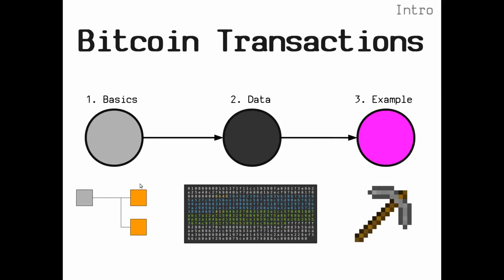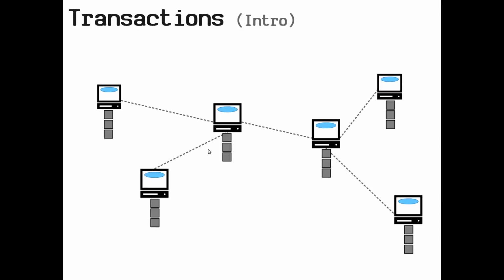So I'll start now the first part with the basics of how Bitcoin transactions work. Carrying on from last time, in the last video I covered how mining works. If you remember, each of these computers represents a Bitcoin node on the network, and this is the entire network, and they are sharing this file here called the blockchain.